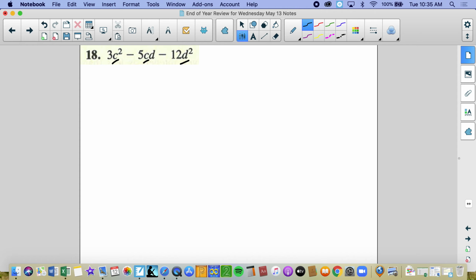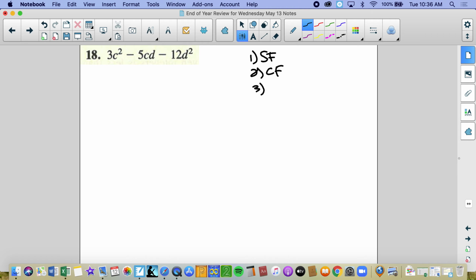C to the second, C to the first, no C's. And the D squared comes after, because this C is going to take precedence over something that doesn't have a C. So that's in standard form. There is no common factor. There's no C amongst them. There's no 3 that goes into all three of them. 5 doesn't go in. So common factor is good.